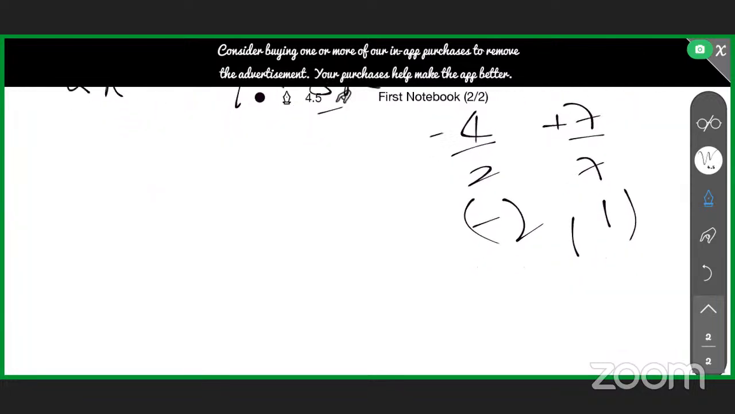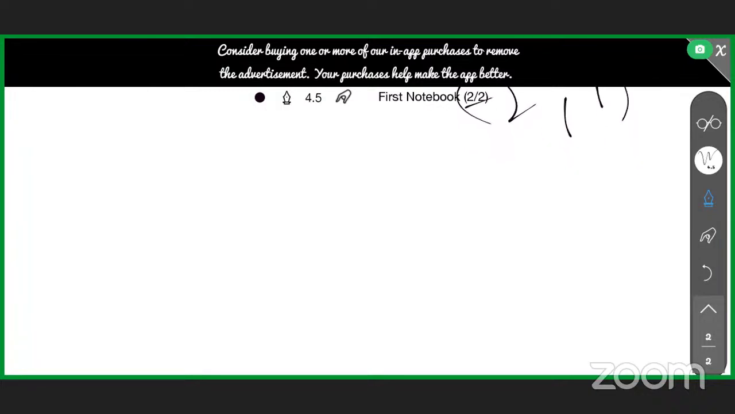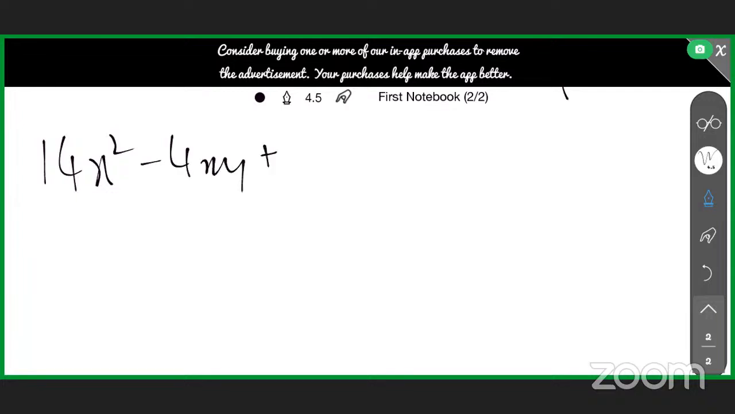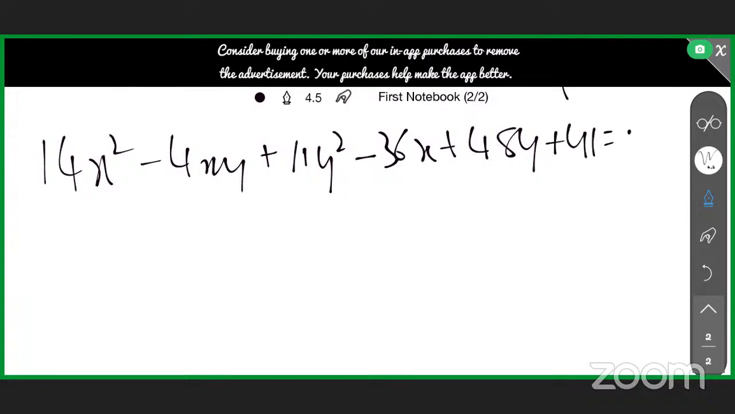Okay, same type, we will go for the next, a little higher equation: 14x square minus 4xy plus 11y square minus 36x plus 48y plus 41 is equal to 0.